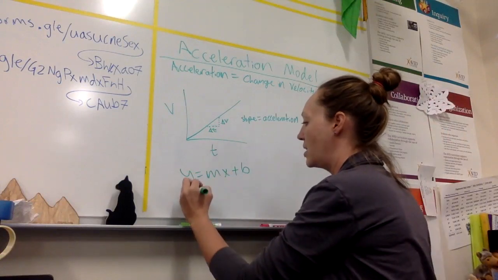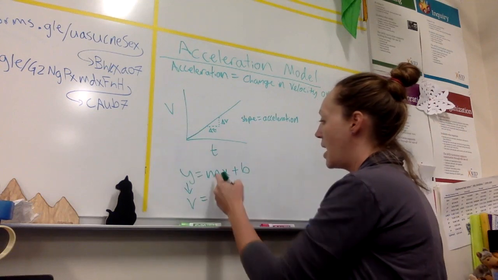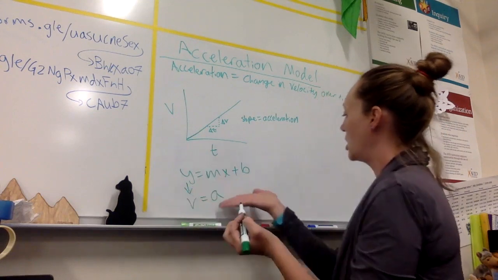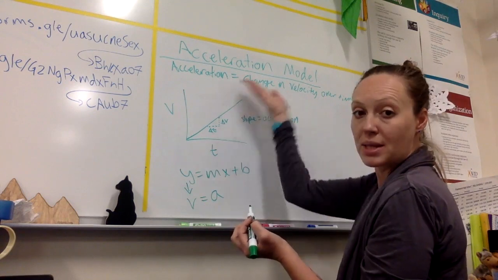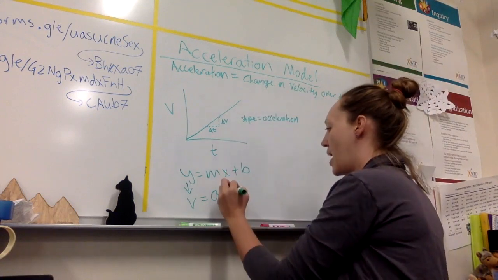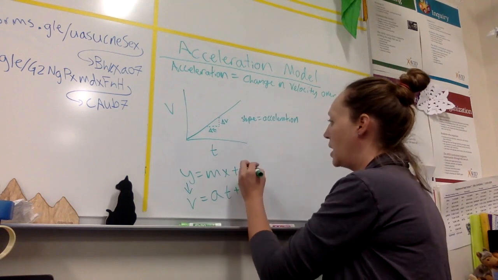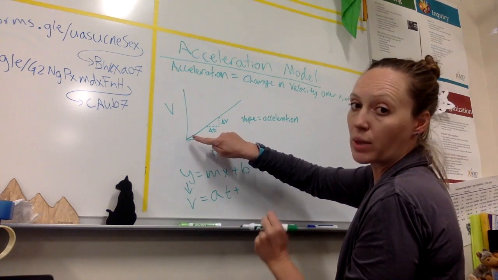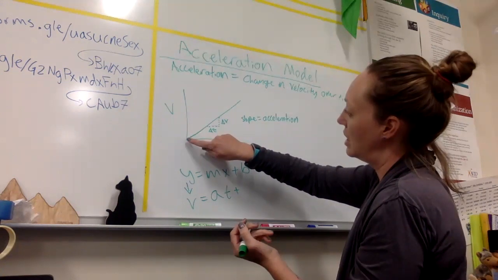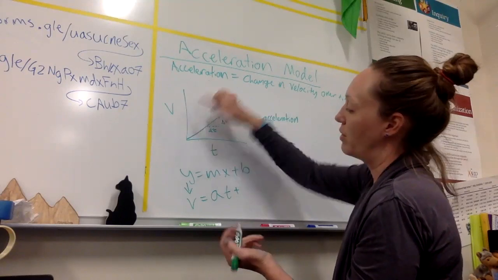So the y turns into v because that's what's graphed on the y-axis. M is the acceleration because we just saw that the slope is the definition of acceleration. X is just straight up t. And b, well, if we started with some initial velocity, which we didn't, but if we had, maybe we would have seen a y-intercept.